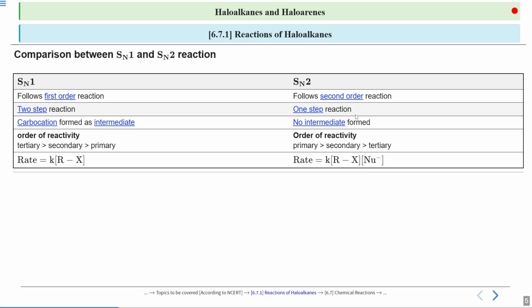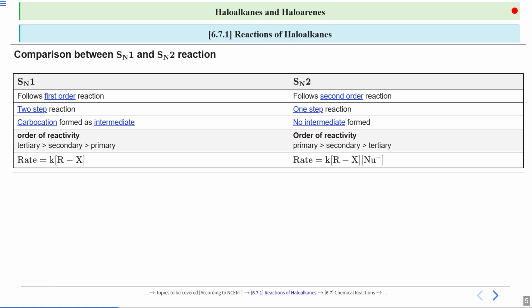SN2 is a one-step reaction. It doesn't involve any intermediate formation. So no intermediate forms in the SN2 reaction. Meanwhile, in the SN1 reaction, a carbocation is formed as an intermediate in the first step, which is the slower step.